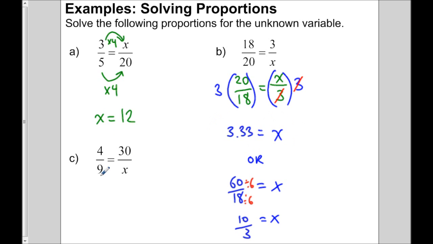Let's look at the third example here. We can do it either way. We can do it both ways. So let's think about this for a second. I need to multiply what with 4 to get to 30? Well, that's kind of tough.